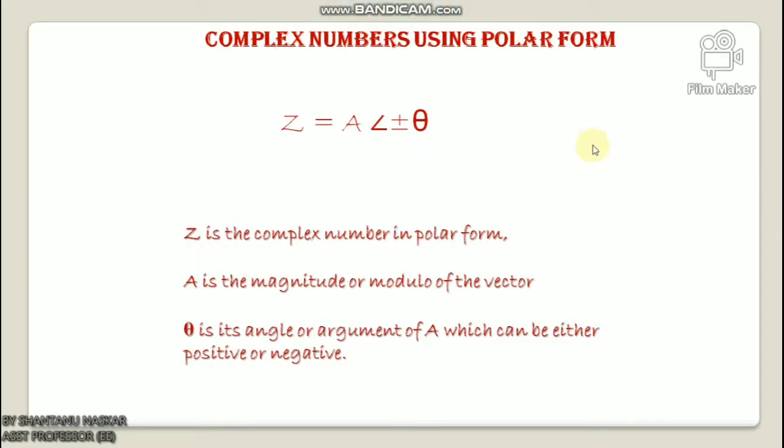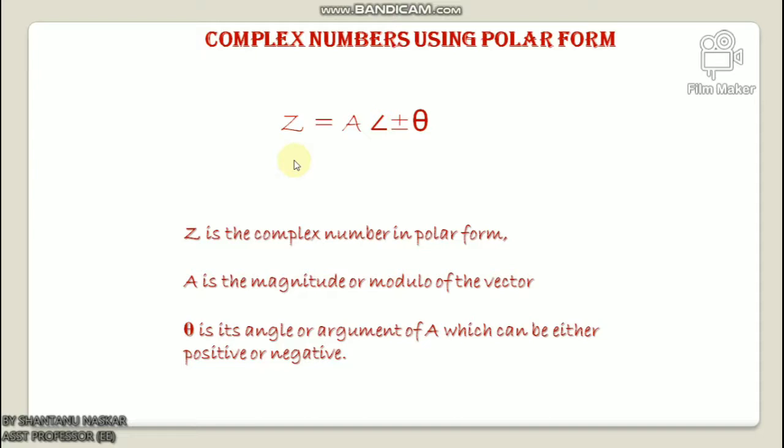So as I told, I will discuss the complex number using polar form. Unlike rectangular form, which plots a point in the complex plane, the polar form of a complex number is written in terms of its magnitude and angle. Thus a polar form vector is represented as z equals a angle plus or minus theta, where z is the complex number in polar form, a is the magnitude or modulus of the vector, and theta is its angle or argument of a, which can be either positive or negative.